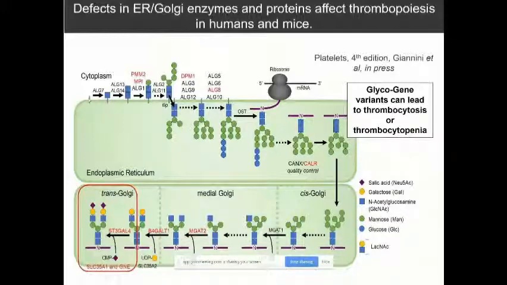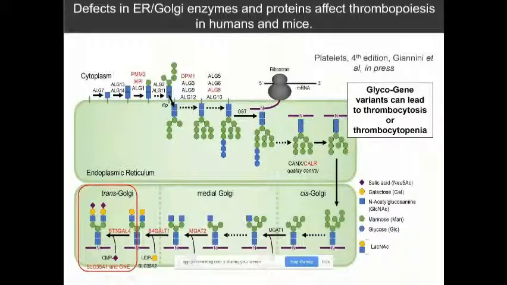Over the past few years, a couple of enzymes have been identified which reside either in the endoplasmic reticulum or in the Golgi. This is a simplistic version of the Golgi depicted, and obviously there are many enzymes missing, but the enzymes or proteins which have been identified to be involved in thrombopoiesis by GWAS studies, by large genetic studies, are depicted in red. All these depicted here in the ER are actually involved in forming platelets. And in the trans-Golgi and medial Golgi, there are also a couple of enzymes which are clearly identified in mice and humans to be involved in thrombocyte formation, platelet formation.